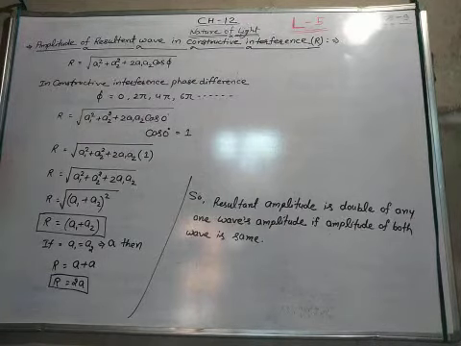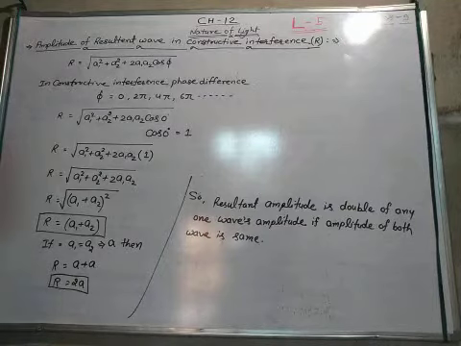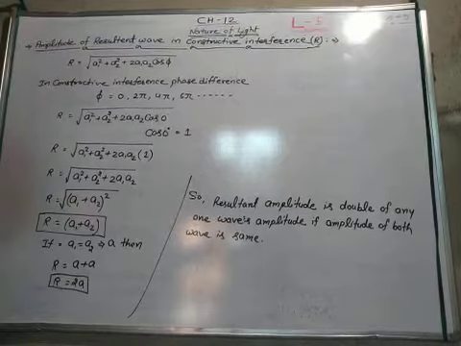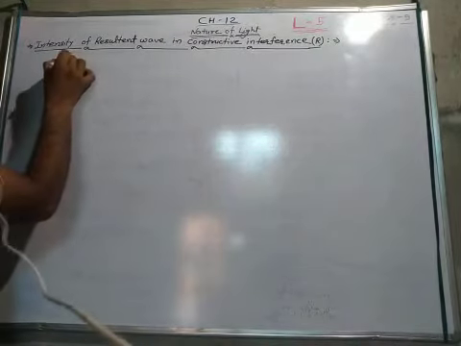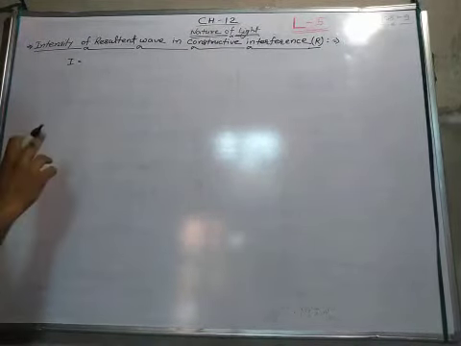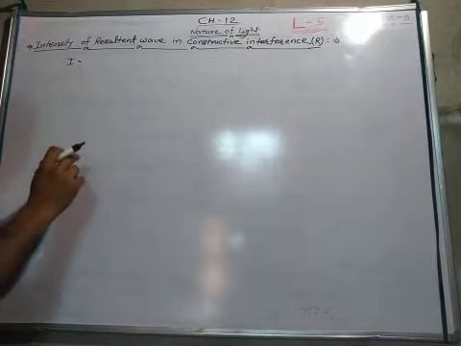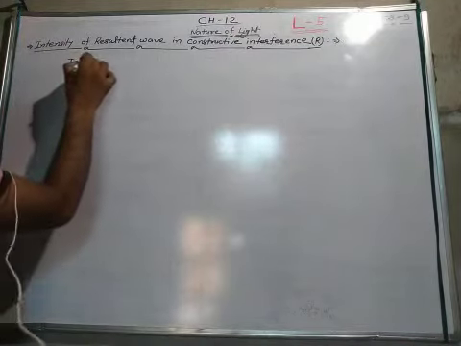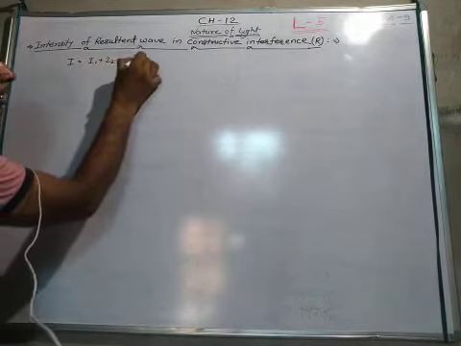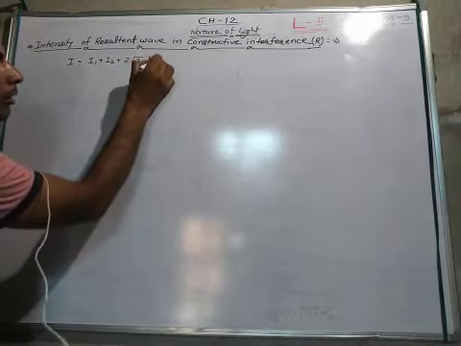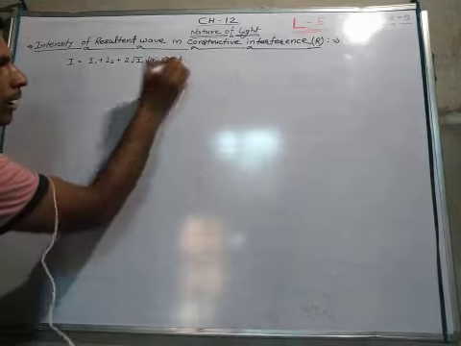After it, we study about resultant intensity, or intensity of the resultant wave. Now we study about intensity of the resultant wave in constructive interference. We use the formula of intensity that was derived in the mathematical form of interference. Resultant intensity I is equal to I1 plus I2 plus 2 root I1 root I2 cos phi.